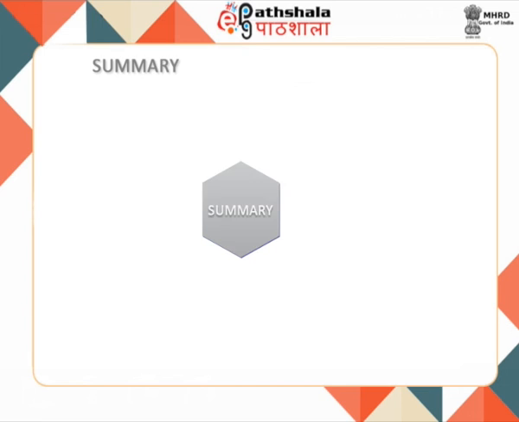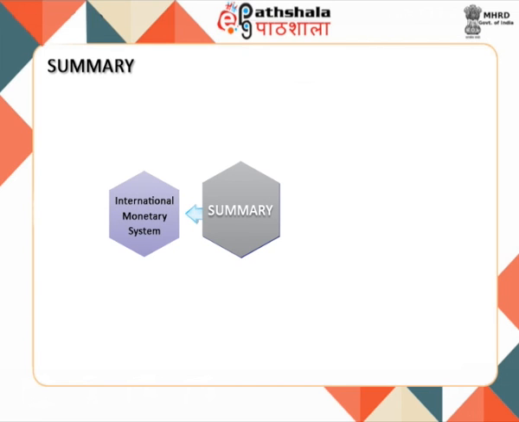Let us now summarize what we have learnt in this module. International monetary system is a set of rules, conventions, and institutions that govern the international business, trade, and investment. Gold standard was the first internationally accepted exchange rate system in which the currencies were pegged to gold. It was abandoned during the First World War. Attempts were made to restore it, but it finally collapsed in 1930s.